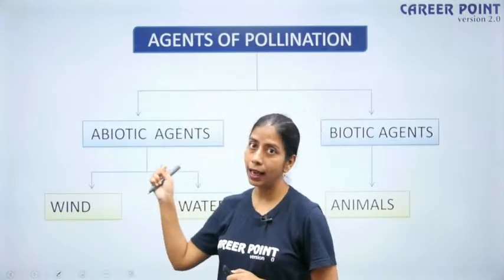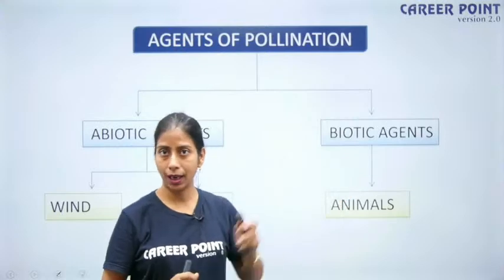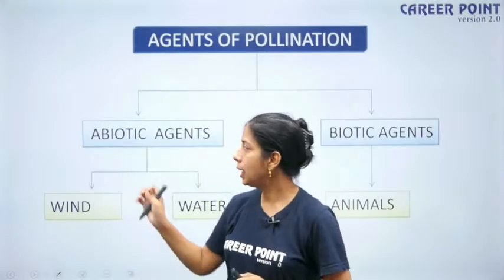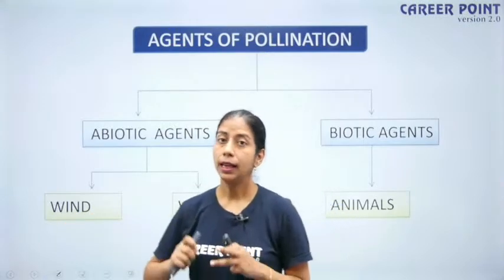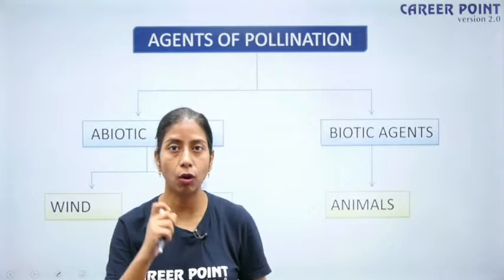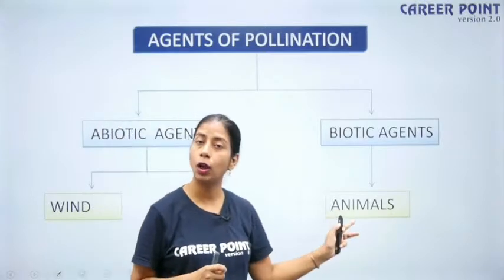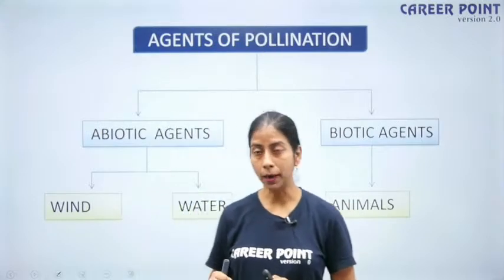One is abiotic agents and the other is biotic agents. Abiotic, no living organism is involved, and here it is wind and water. Abiotic agents में wind और water आता है. Biotic agents में आते हैं all the animals. हम एक एक करके देखते हैं शॉर्ट में.